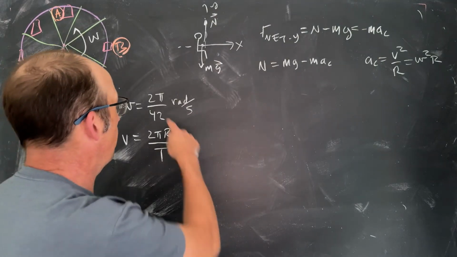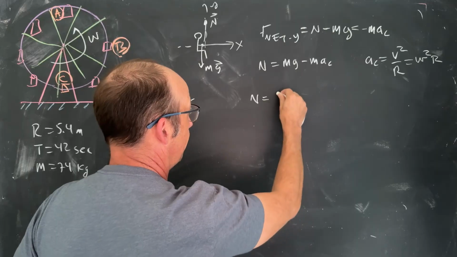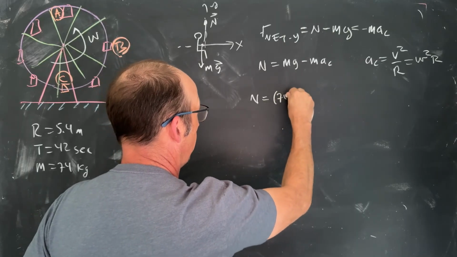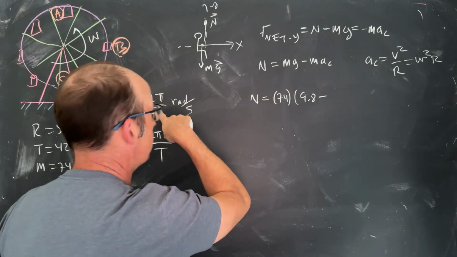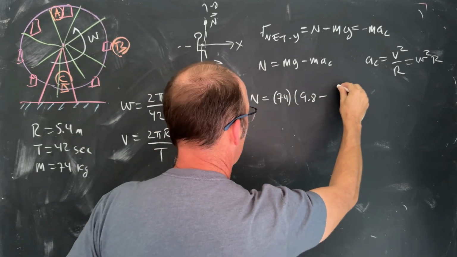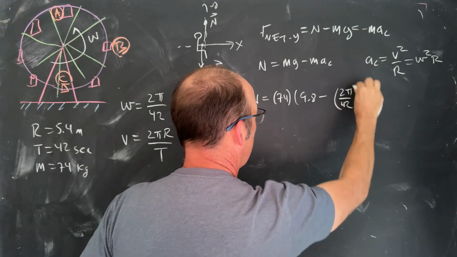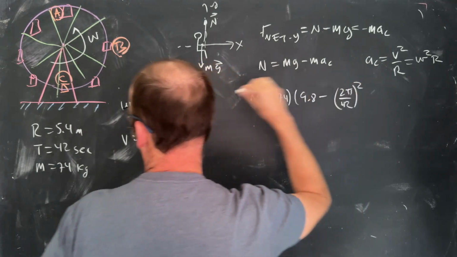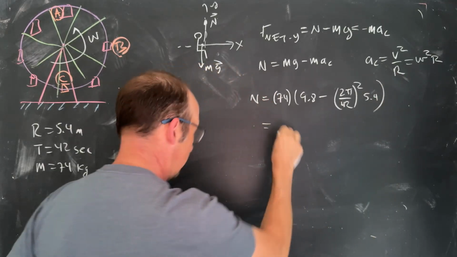Okay, I'm going to use omega. So I get N equals, I'm going to factor this out, the mass of 74 kilograms times 9.8 minus this squared. I'm just going to put it all: 2 pi over 42. That's omega squared times r of 5.4. And let's calculate that.